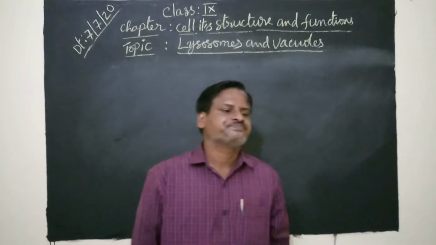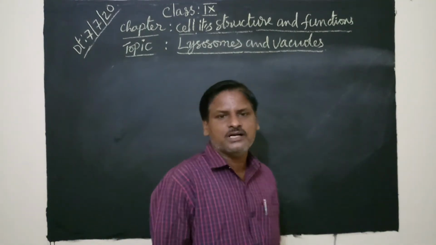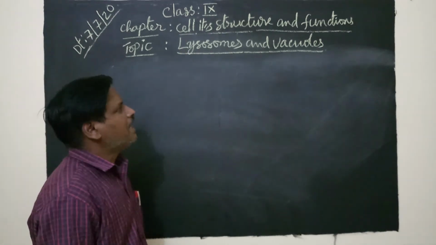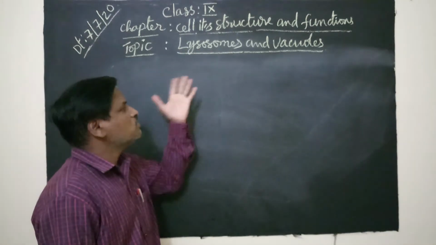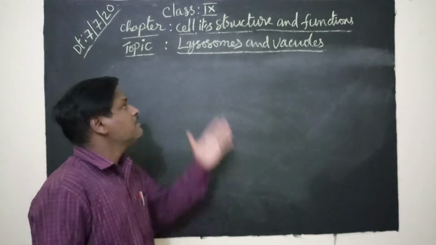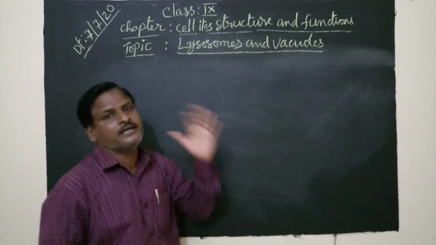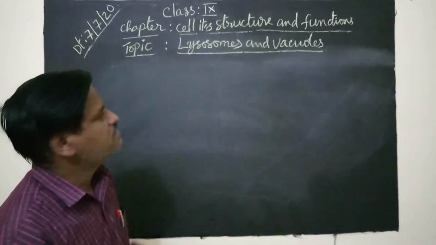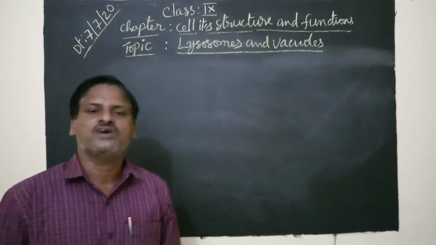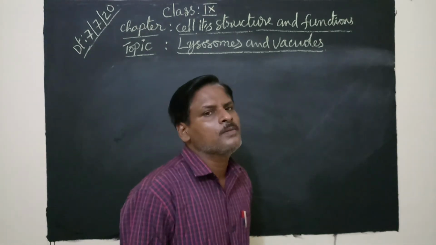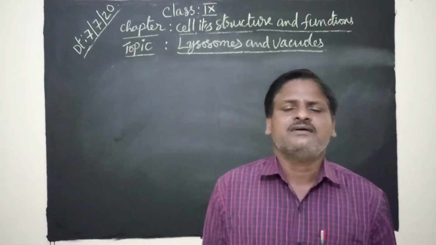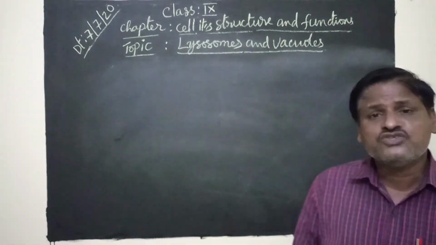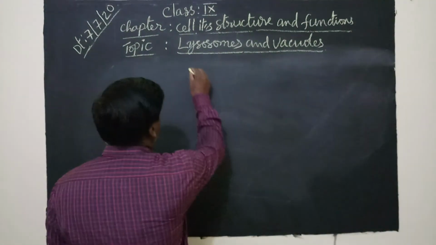Good morning, children. Today we are going to learn about another cell organelle, lysosomes and vacuoles. In this class we are going to learn these two cell organelles present in the cytoplasm of the cell, from the chapter Cell, its structure and functions. You know, in previous days, about the lysosomes particularly. What are they?